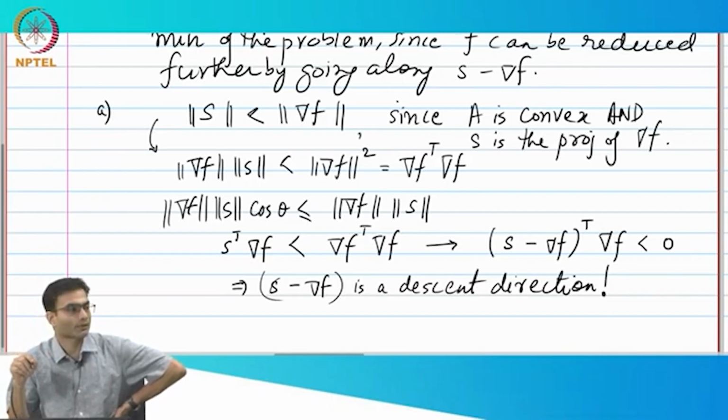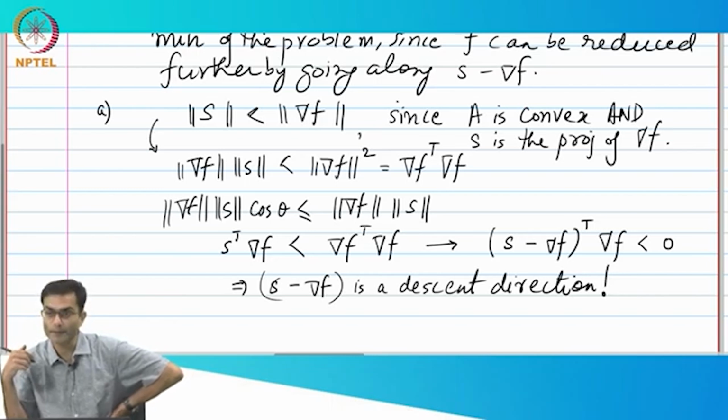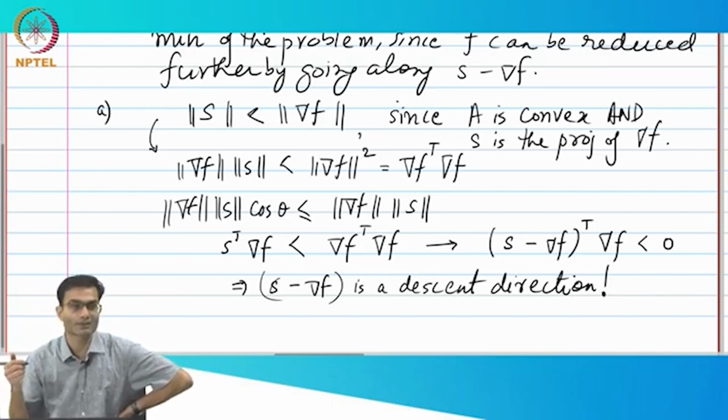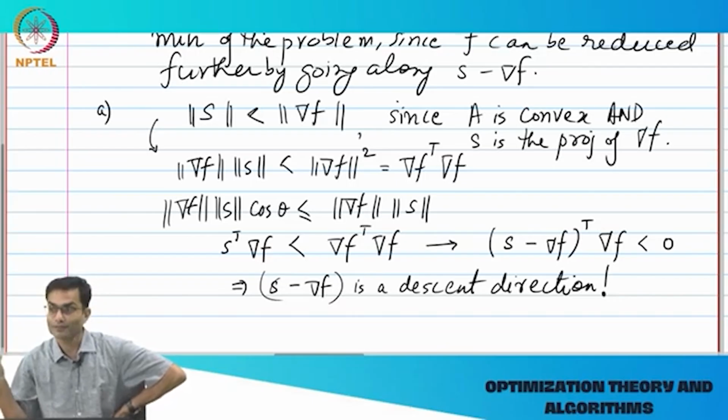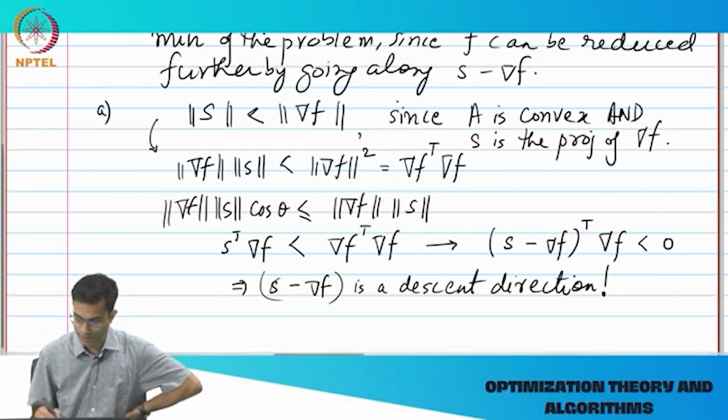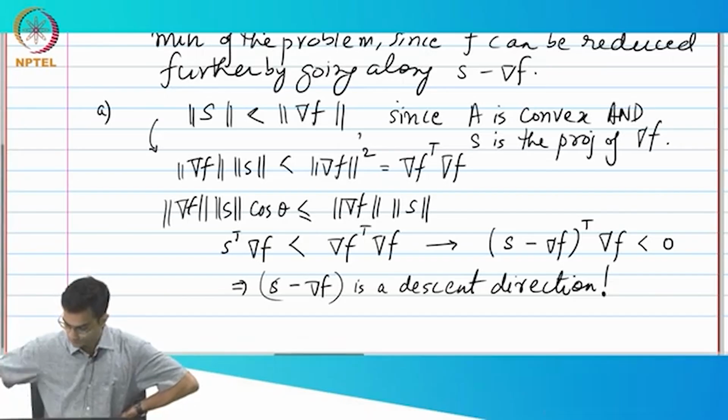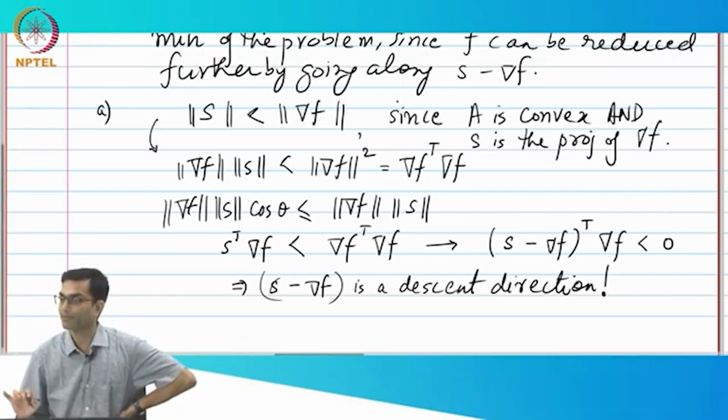So the first part of the puzzle we have solved, we have found that S minus grad f is a descent direction. But as you know, just proving descent direction is not enough, because it has to also be what? Feasible. It has to make sure that I stay in that set. Everyone clear with this argument?